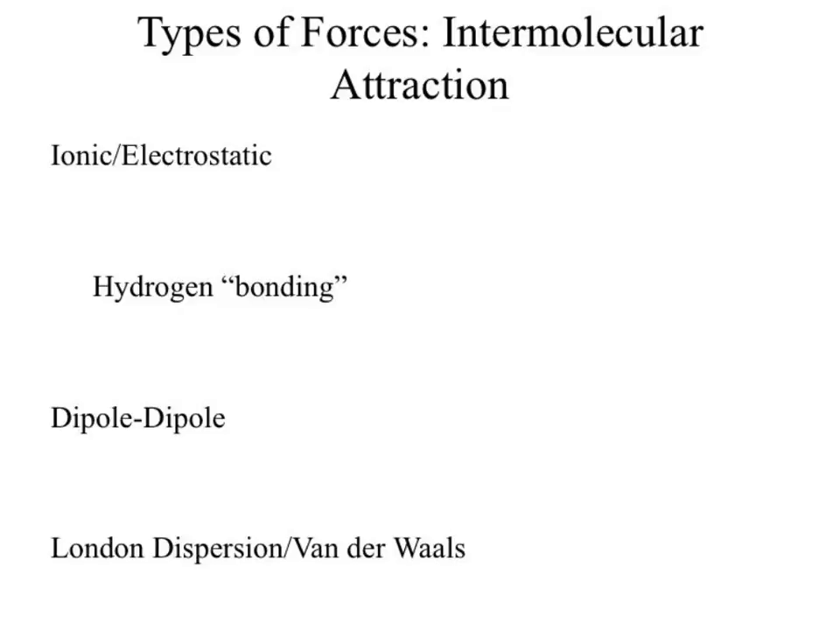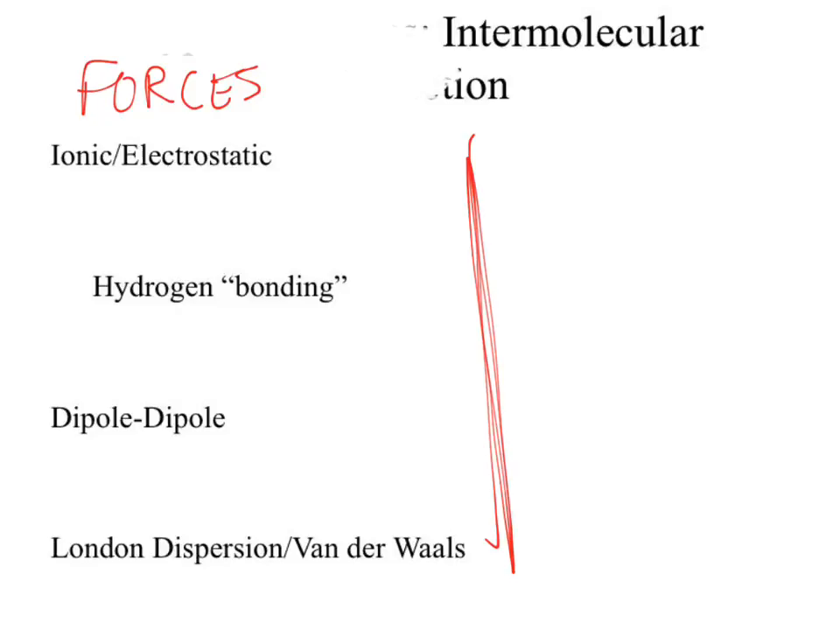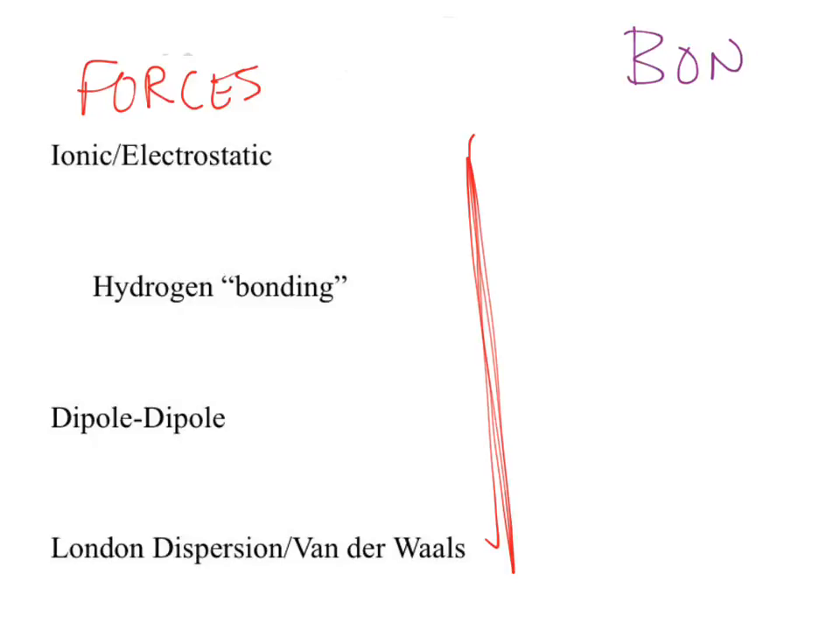So we'll split this into 2 columns here. You have forces on the left. Let's just erase that title altogether. And on the right, we will put in the bonds. Okay. What are the types of bonds that are possible?